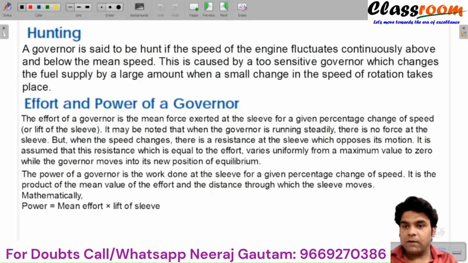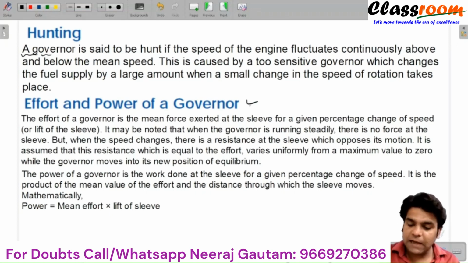Here you can define it in a proper manner: a governor is said to hunt if the speed of the engine fluctuates continuously above and below the mean speed. This is caused by a too sensitive governor, which changes the fuel supply by a large amount when a small change in the speed of rotation takes place. That means for a small change, we get a large amount of fuel supply, which creates further fluctuations in the speed of the engine.